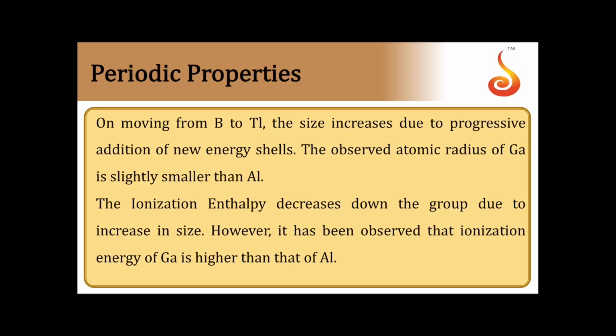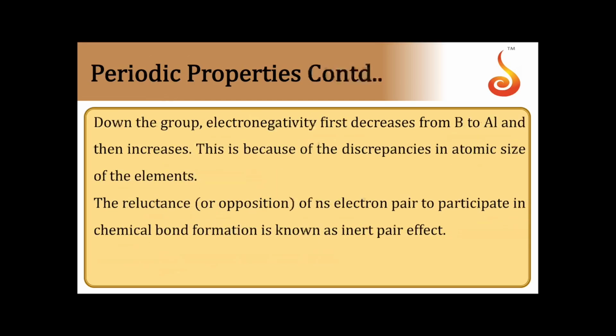So moving from boron to thallium, the size increases progressively due to the addition of new energy levels. The observed atomic radius of gallium is slightly smaller than that of aluminum, because of d electrons. Ionization enthalpy also decreases down the group due to increase of size. However, we can see a slight change in the case of gallium. Gallium has slightly more than aluminum because gallium has more effective nuclear charge.